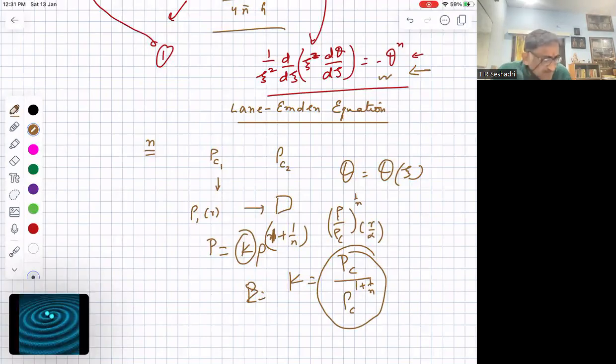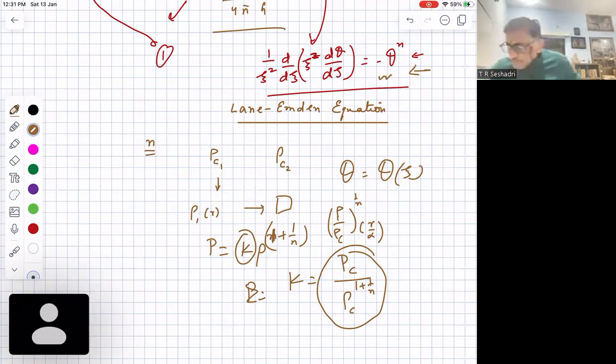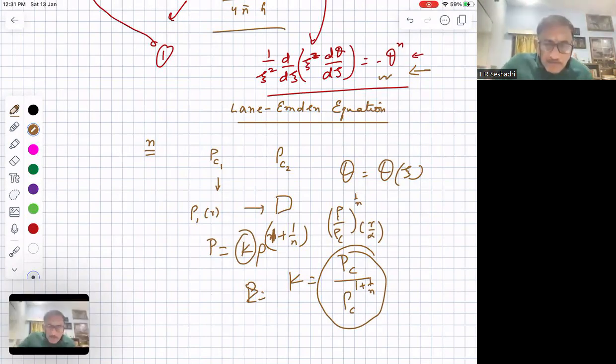What do you define by class of systems? I didn't get that very clearly. A class of systems means all systems having the same value of n. One polytropic class. So they can have different K values, right?